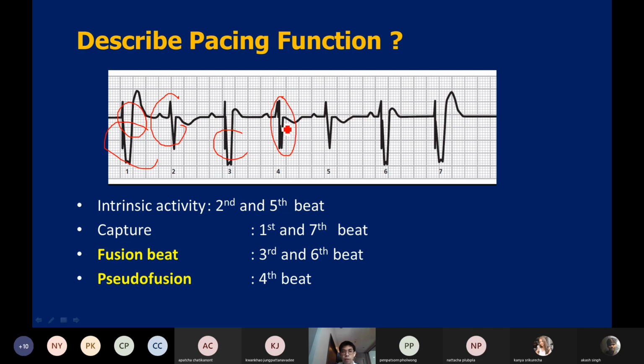And the fourth one has the same morphology as the intrinsic QRS, but there is a pace spike on top of it. It is called pseudofusion, on the fourth beat. This may be caused by abnormal sensing, because the pacemaker could not see the QRS that is coming, so it paced into the QRS.